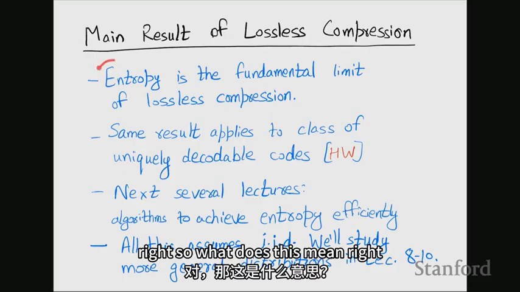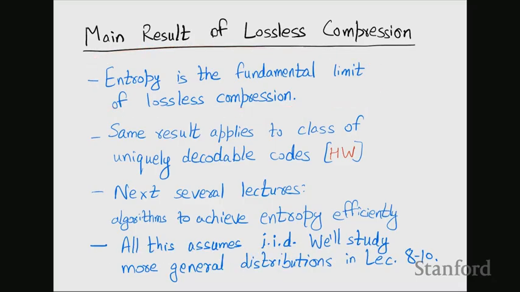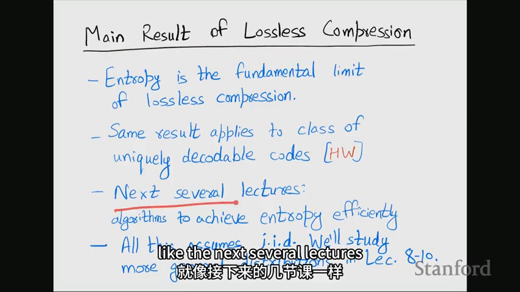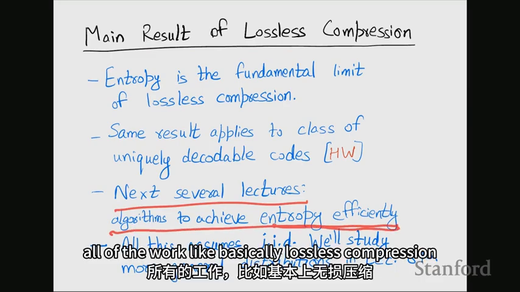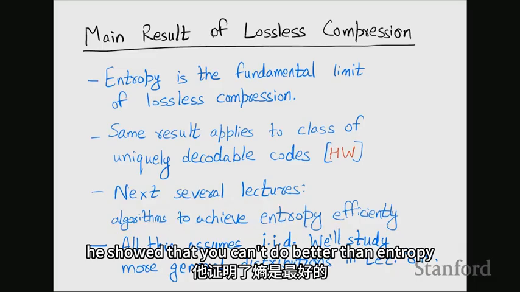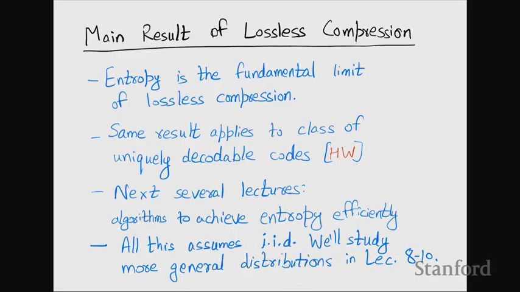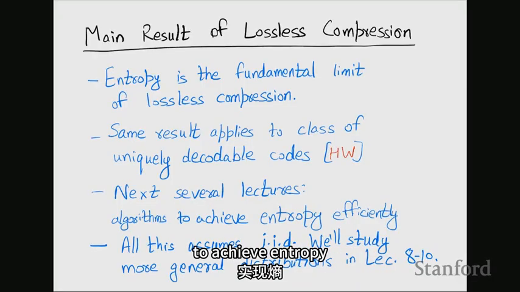Right. So what does this mean? This means that entropy is the fundamental limit of lossless compression. It's a very powerful result. And in the next several lectures, what we will be doing is trying to actually achieve entropy. All of the work, basically lossless compression. So Shannon in his 1948 paper showed this result. He showed that you can't do better than entropy. And for the next 50 years, even as recently as 2014 or something, people are still trying to find more and more efficient ways to achieve entropy.